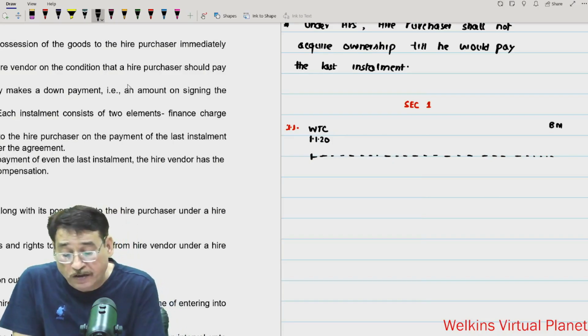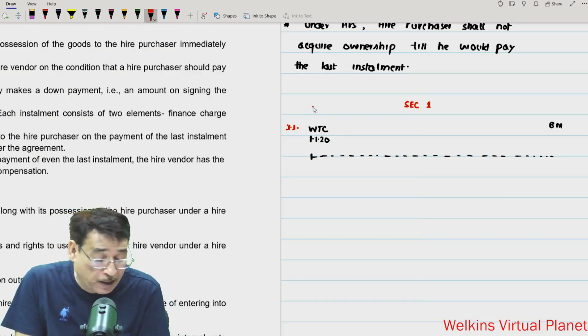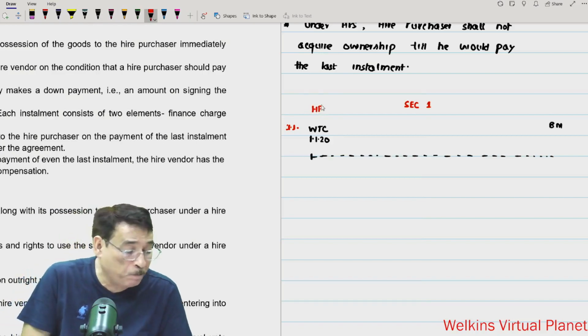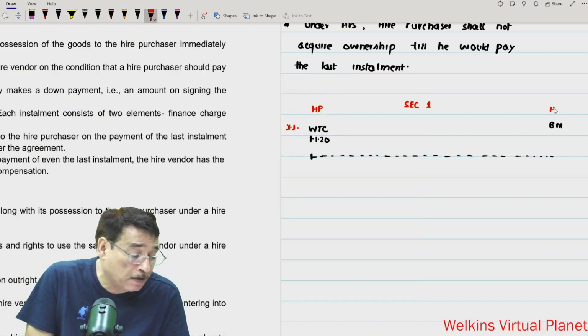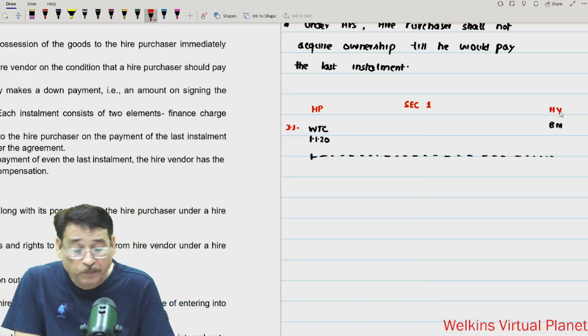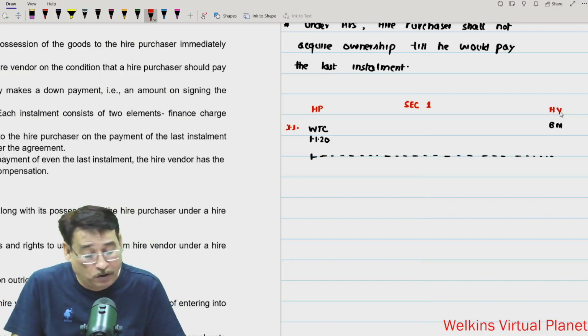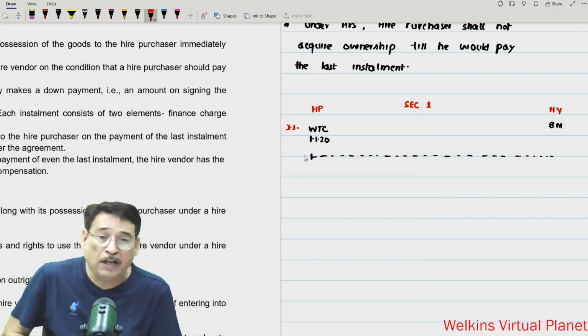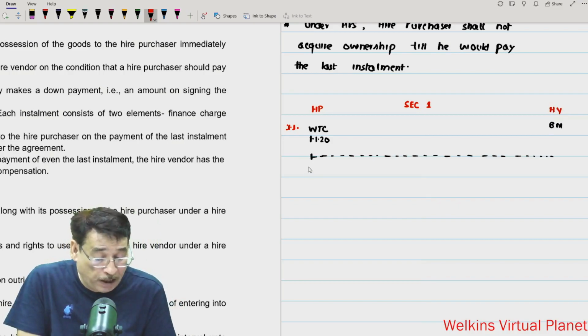So WTC in this particular case will be termed as hire purchaser. I am simply writing HP, hire purchaser. And Bombay Motors will be termed as hire vendor. Is it clear to you? Yes, sir, absolutely clear.